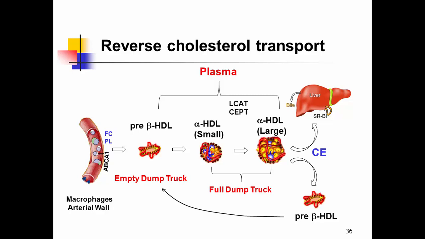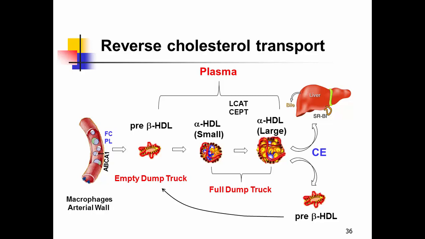So I think a diagram gives you a better idea of how reverse cholesterol transport happens. We have the peripheral tissue, for example the artery wall and macrophages, and the liver. All of this represents something happening in the plasma, in the circulation. Pre-beta HDL is just a phospholipid surface with no lipid core, considered an empty tract.